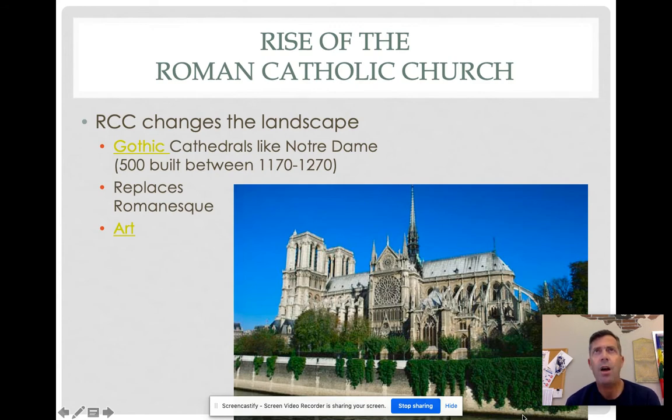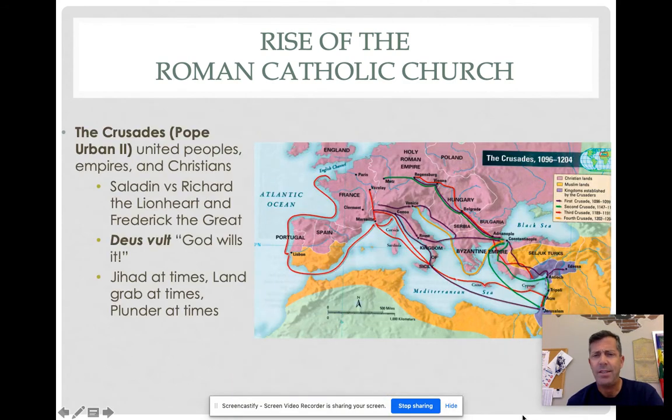In terms of language, they were the ones with Latin. They were the ones with the Bible. In terms of religion, they were the ones that spread the word with any sort of authority. All right?